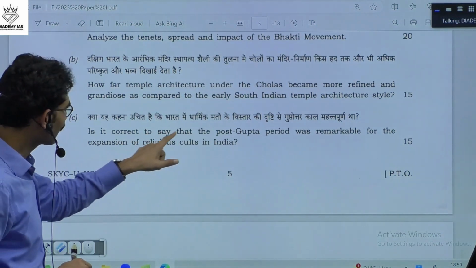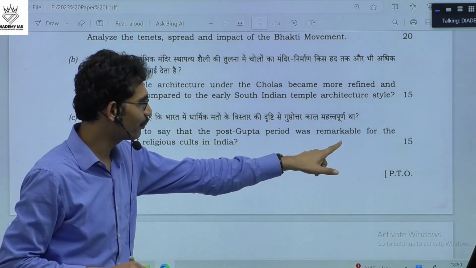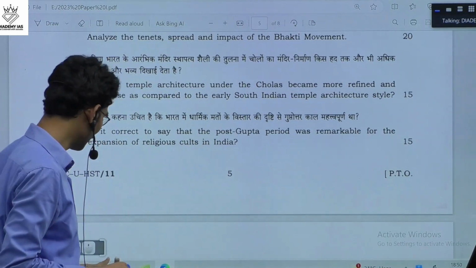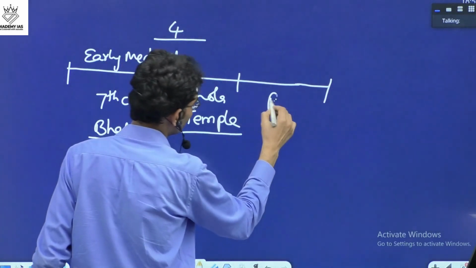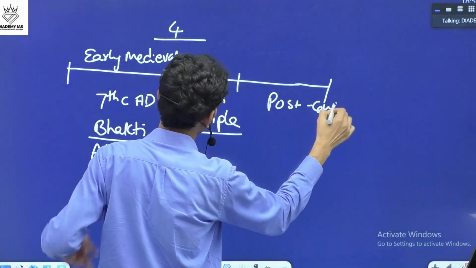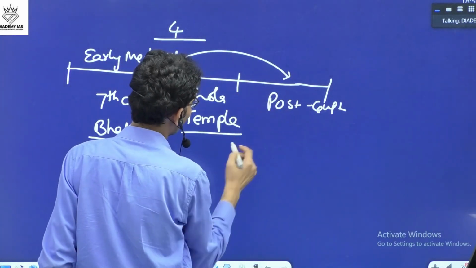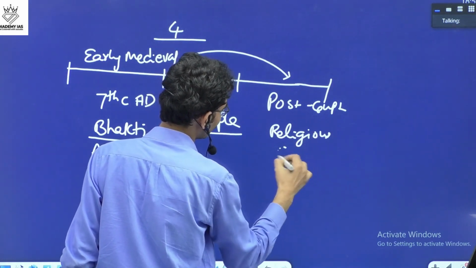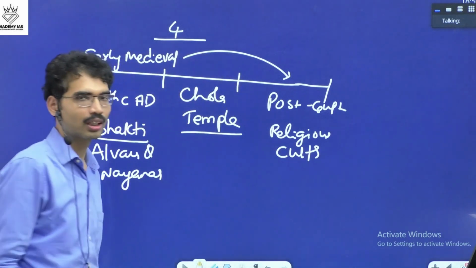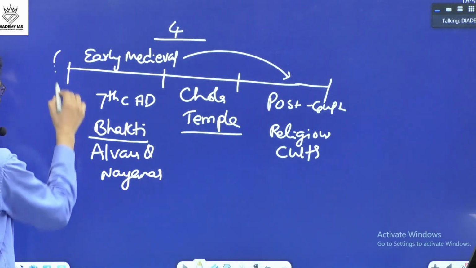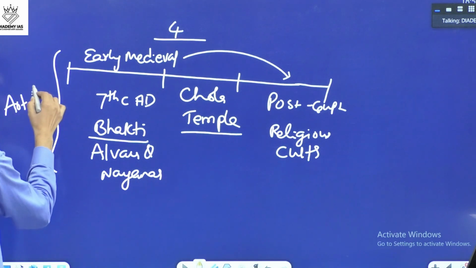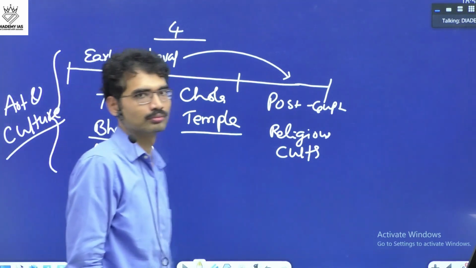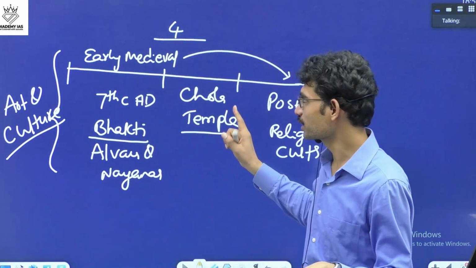Next, is it correct to say that the post-Gupta period was remarkable for the expansion of religious cults in India? So post-Gupta is nothing but early medieval, and religious cults. And you can observe this fourth question is about art and culture. So are you getting how questions are coming?